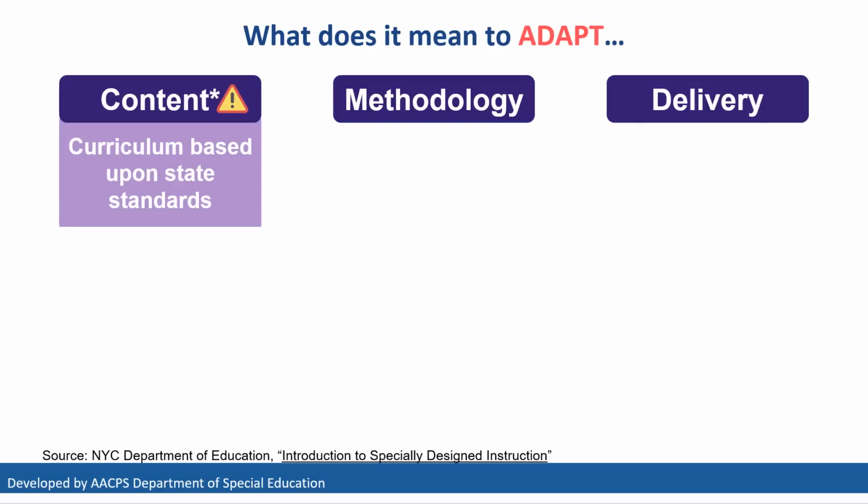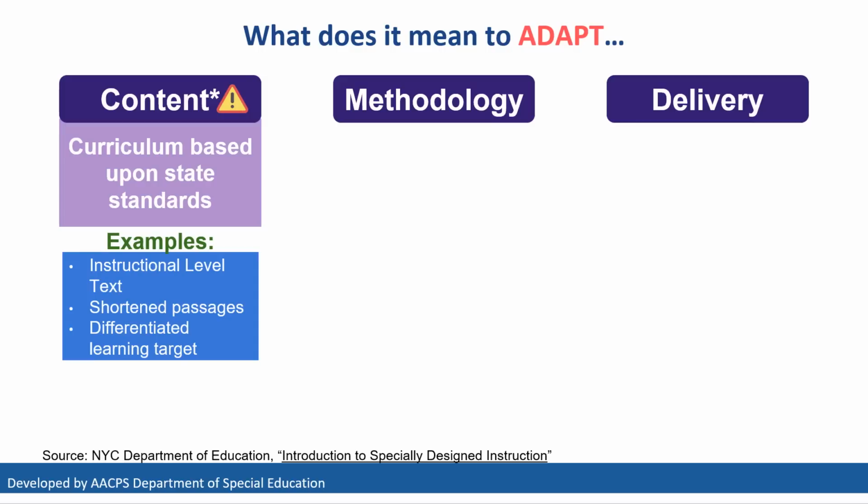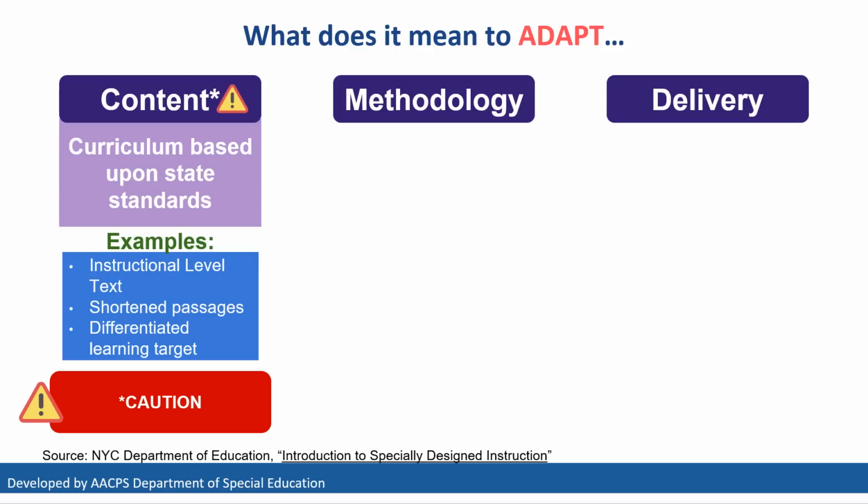The content is the curriculum based upon the state standards. This is what you are teaching. Some examples of adapting content include using instructional level text, shortened passages, and differentiated learning targets. Content should only be adapted for students who are on the alternate curriculum.